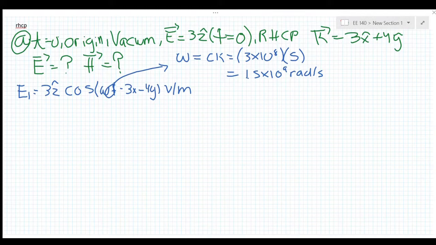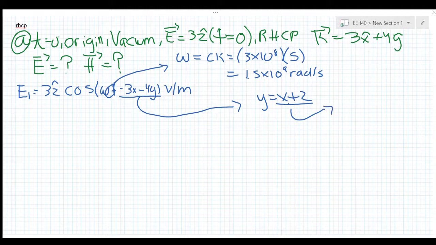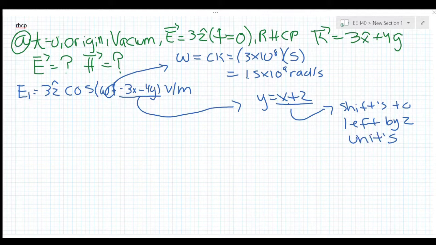And why do we write negative 3x minus 4y? Say if we had y equals x plus 2. If we were to plot this, the line would be shifting to the left by 2 units. It should be negative 2, but we write it as x plus 2. And that's what we're saying here. K is equal to 3x plus 4y, but we write it as negative 3x minus 4y.